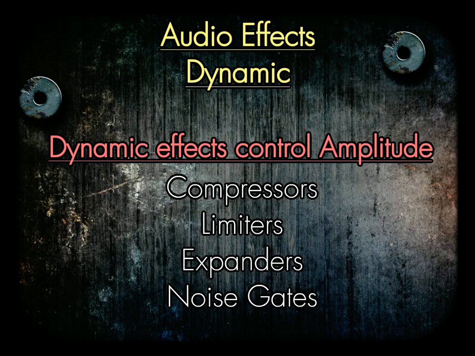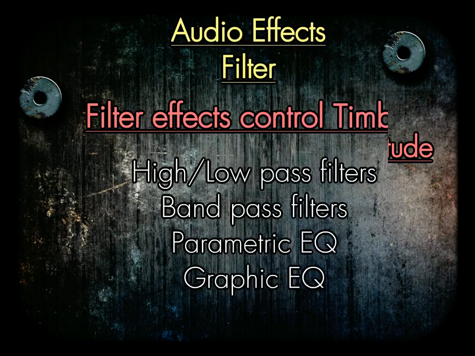As you can hear, the overall level of the kick and the snare seem lower in the compressed track. So using the compressor, a dynamic effect, we have controlled amplitude. Now let's move on to the next category, and that is filter effects. Filter effects are related to the principle of sound timbre.